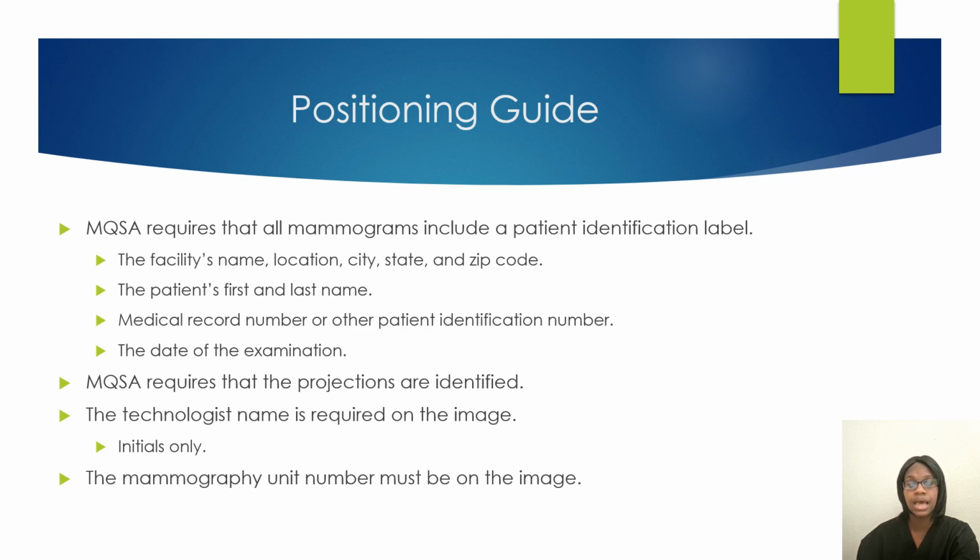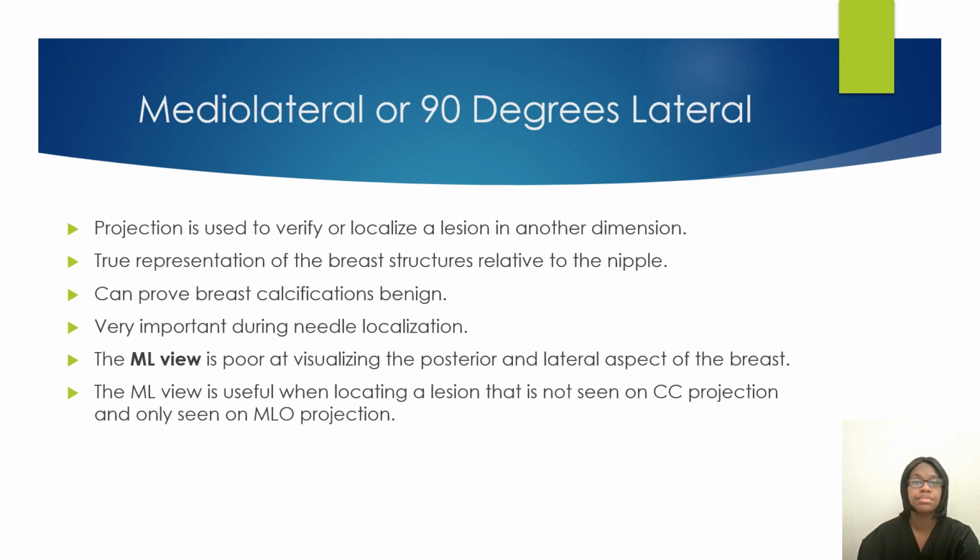For the positioning guide, MQSA recommends and requires that all mammogram images have a patient identification label, meaning the facility name, location, city, state, and zip code, the patient's first and last name, the MRN or medical record number, or a patient identification number, and the date that the exam was done. The technologist's initials will be on there. The unit number for the mammogram room and machine will be on there.